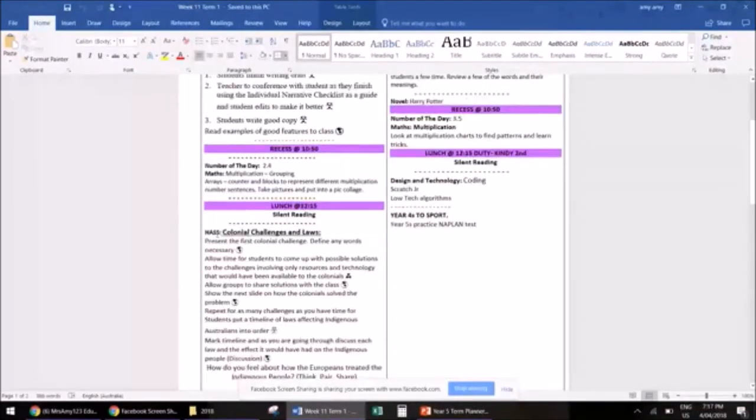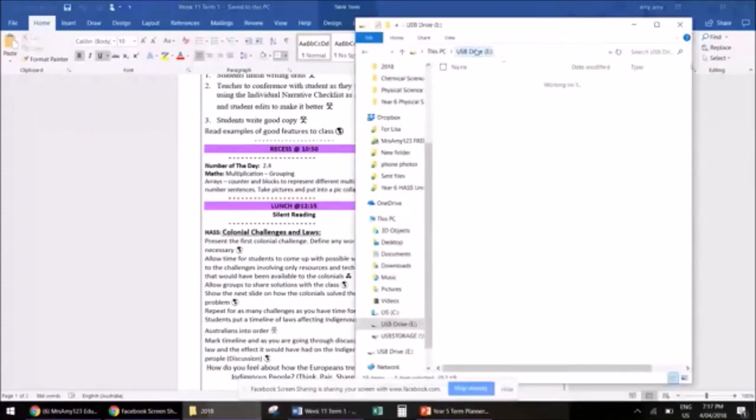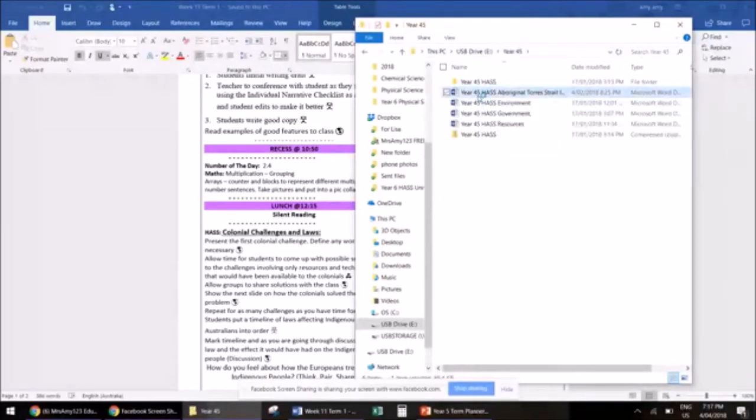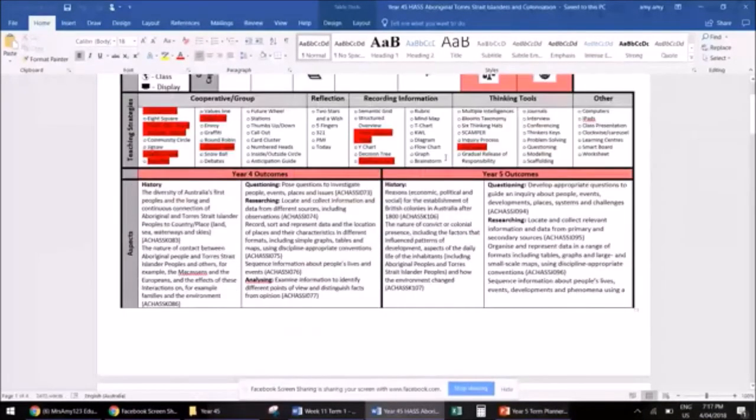Then I came down here and I was doing my HASS. And so what I do for HASS is I just come over here. I've been working from my Year 4 5 composite planner for Aboriginal and Torres Strait Islanders and colonisation. Yes, that's a long title. I could not for the life of me shorten it down. If you haven't seen one of my composite planners before, it just has the outcomes from both year levels on it.